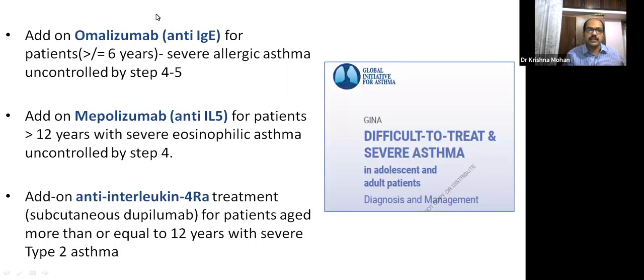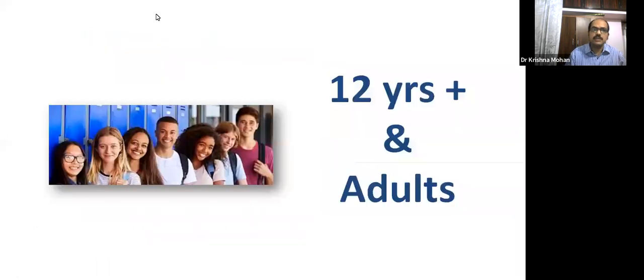These are some of the drugs which can be used in cases of difficult asthma in step 4 and 5, when the patients are not getting control. And the majority of these are not available in our place. Only omalizumab is freely available, but it is not commonly used. Very rarely we use omalizumab in our pediatric practice. Mepolizumab, which is anti-IL-5, and dupilumab, which is anti-interleukin-4 antagonist, both are approved for use as per GINA guidelines, but these are very, very rarely used.